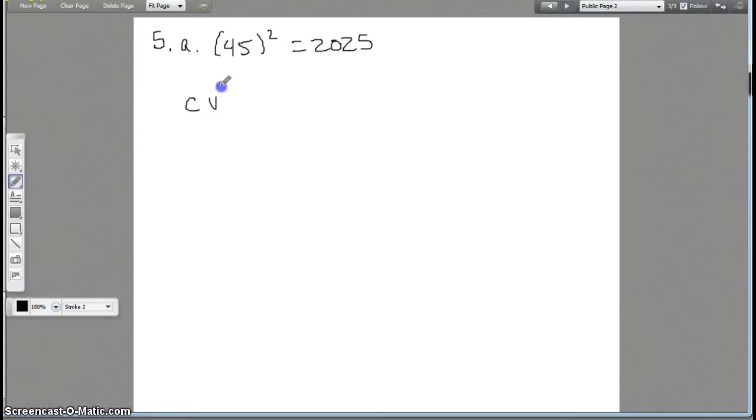Part C is the square root of 45. Well, we can go back to our table that we just used and look in the first column for 45 and then go across to the third column, and the square root is 6.708. But it said to give the answer to the nearest hundredth. This is the hundredth place. So we want to round to the hundredth place. That's 6.71.